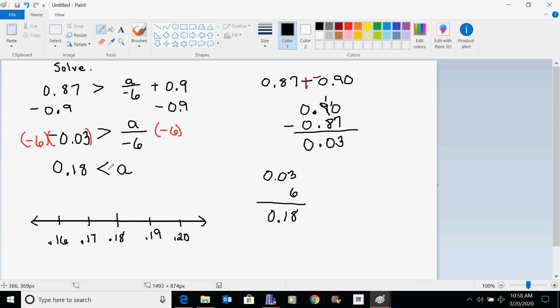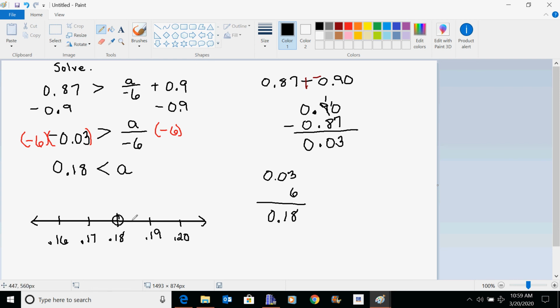A is on the bigger side. Remember the whole thing from elementary school with a large mouth? Sometimes I've seen it with a big fish, sometimes with a frog, sometimes you've got an alligator. It's trying to eat the bigger one. So A is on the bigger side of 0.18.